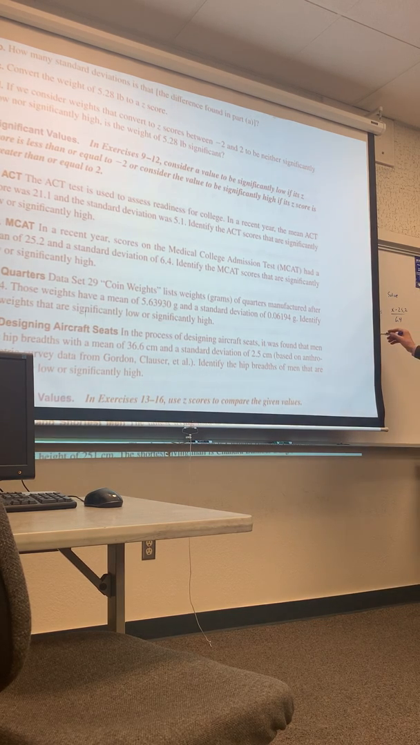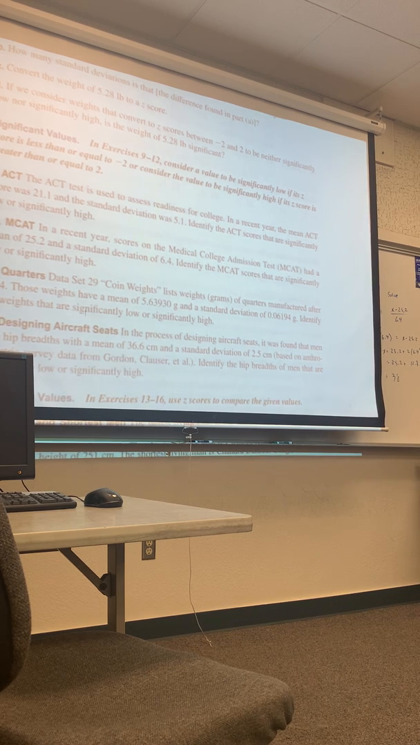If you solve here, you get 2 times 6.4 equals x minus 25.2. So x is equal to 25.2 plus 2 times 6.4, which is 25.2 plus 12.8, which is 38. So an MCAT score of 38 or above would be considered significantly high. And now do the same thing for -2.